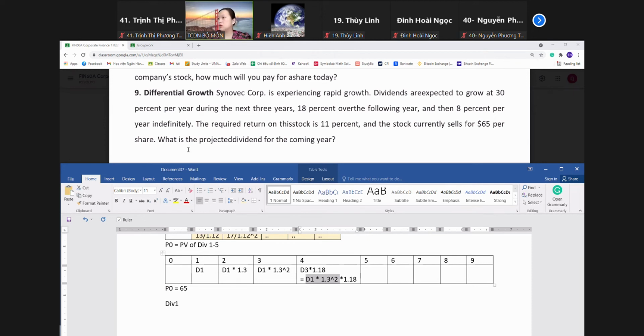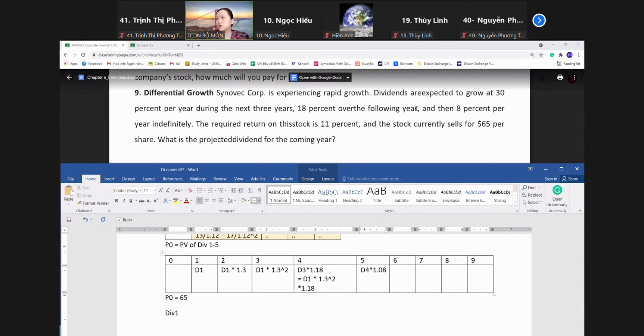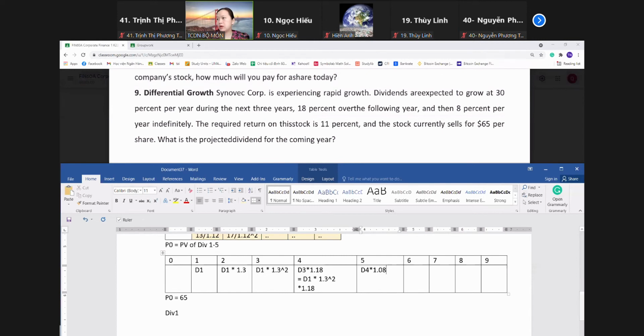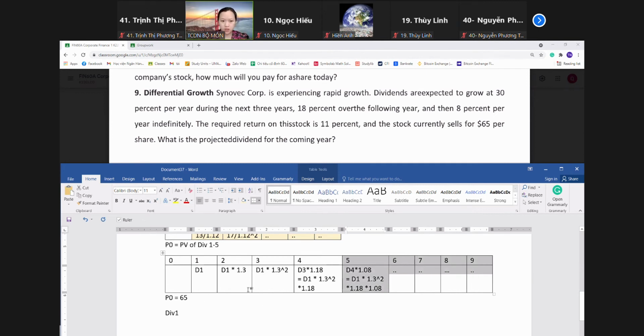1.18. Then in the next year, could I ask group 9, what is the dividend in year 5? It is equal to dividend of year 4 multiplied by 1.08, because after that year you find out that the growth rate is 8% indefinitely. So the dividend in year 5 will be equal to dividend in year 4 multiplied by 1.08. So from year 5, we have a growing perpetuity.